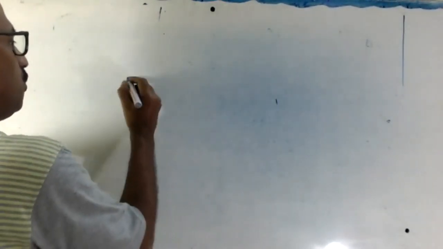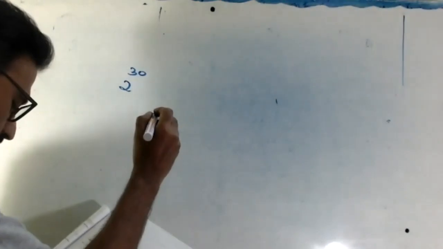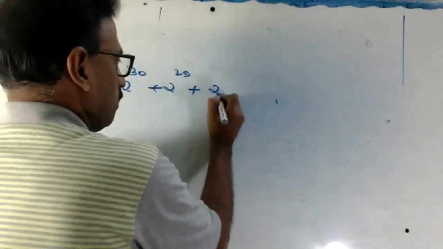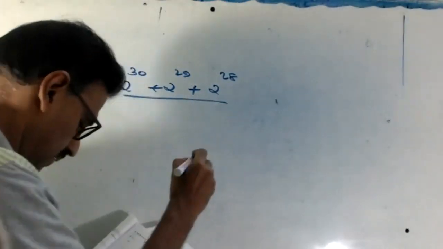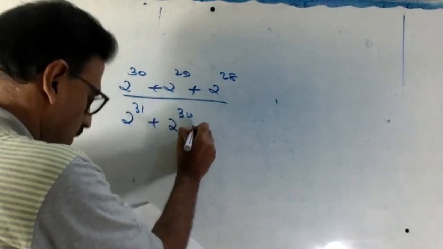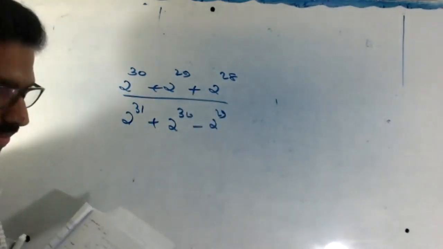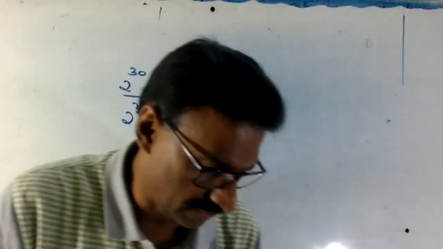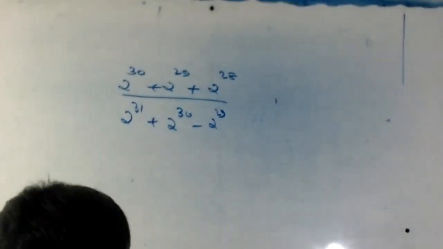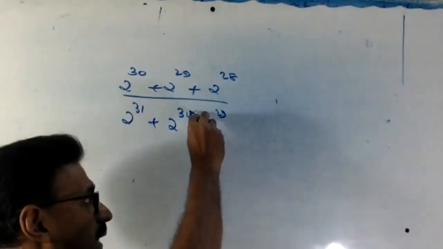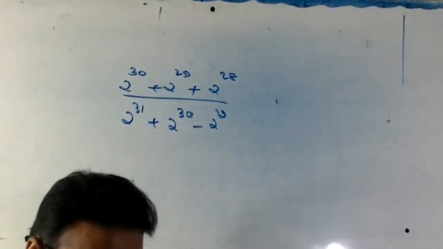Try this question. This is a star question. 2 raised to 30 plus 2 raised to 29 plus 2 raised to 28, divided by 2 raised to 31 plus 2 raised to 30 minus 2 raised to 29. Okay, try now.